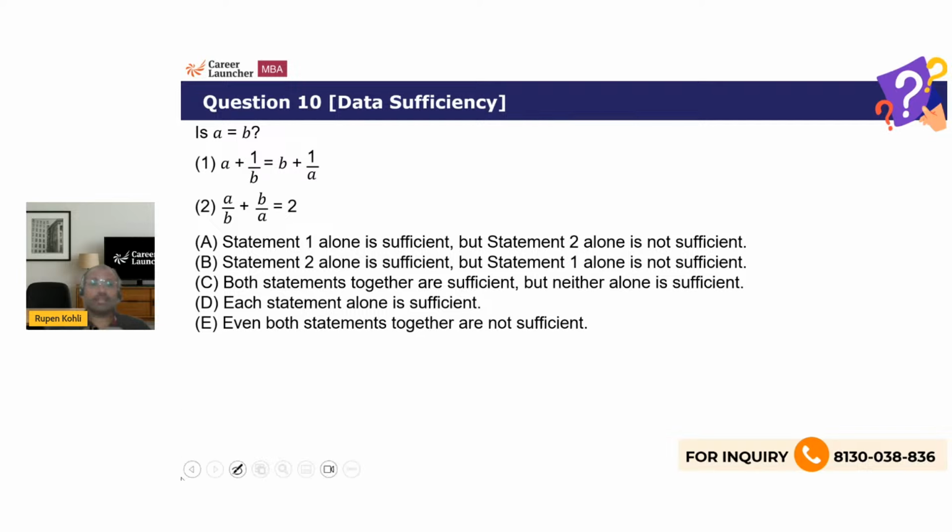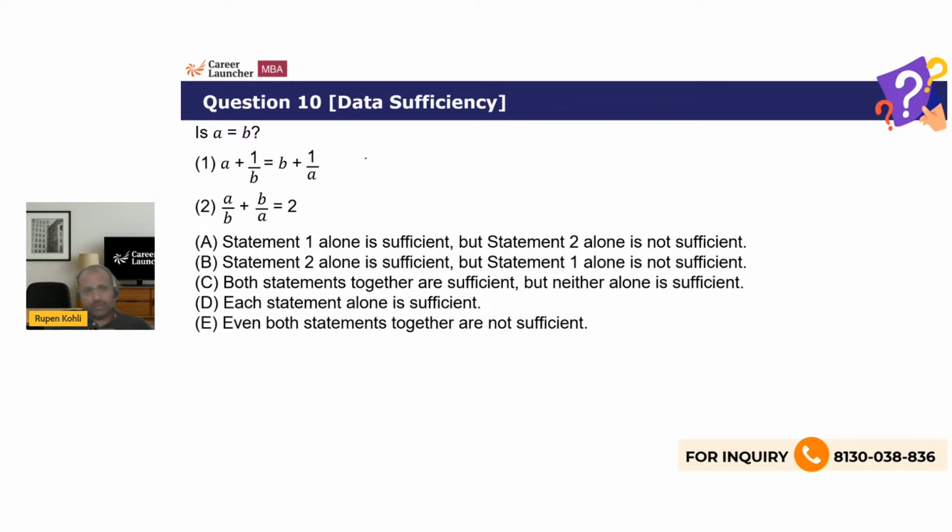Let's check who is correct. Okay, so here we go. Is A equal to B? So it's a yes no question, right? So in a DS question, for a yes no question, you're looking for either a definite yes or a definite no to the question asked. In either case, the statement is deemed to be sufficient, right?